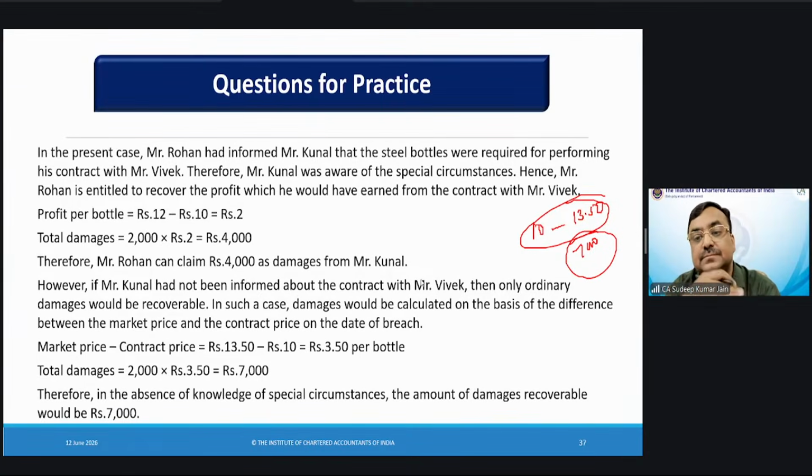Please listen. And if he has no idea, then he has to pay the market price and the difference from the contract price. See, profit per bottle is 12 minus 10, 2 rupees. Damages: 2,000 into 2, 4,000. Therefore, one can claim 4,000 as damages from Mr. Kunal. However, if Kunal had not been informed, Mr. Vivek can only claim damages that would be ordinarily recoverable, that is the difference between the contract price and the market price, that is 10. So he can claim 3.5. Total amount that can be claimed is 7,000. Okay.